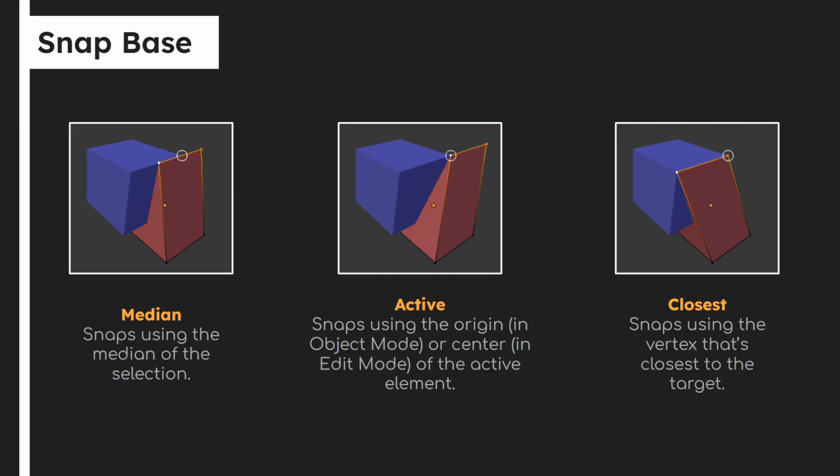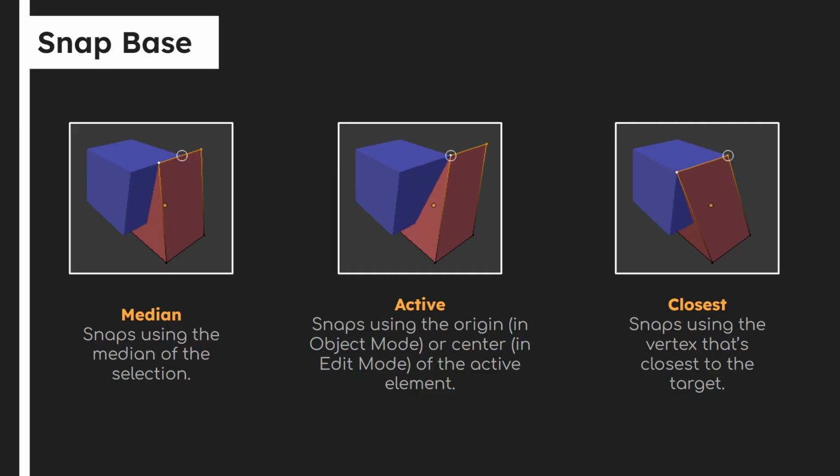So if we have an edge like this one here, there's 3 different examples. Median is going to snap using the median of your selection, whatever that may be. So in this example case, we've got one edge. The median of that edge is going to be its center, of course. Right? And in all these examples, see this little white circle? So in all of these examples, we're hovering our mouse over that corner where the white circle is. Okay? And these are the different results. So with the median, we're taking the middle of that edge and we're snapping that to the white circle.